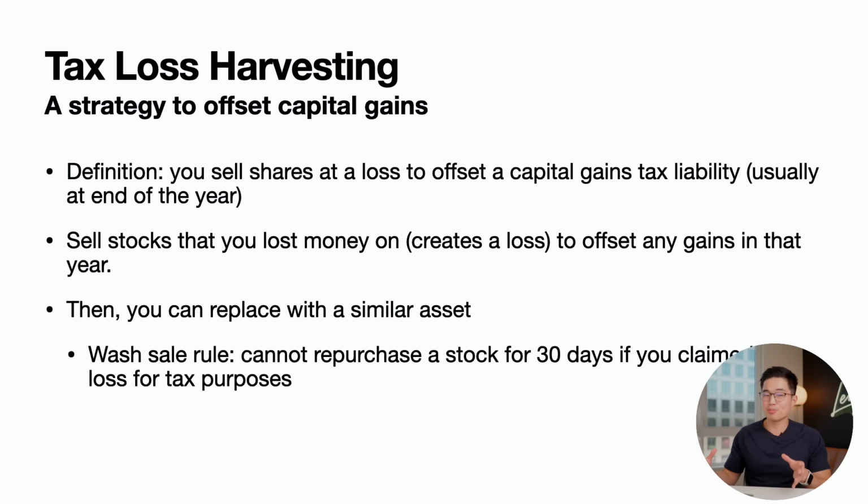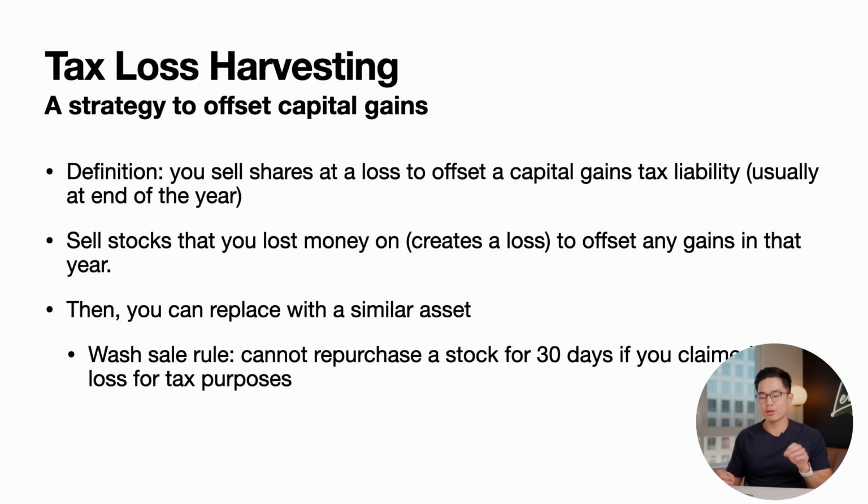So let's say you made a bunch of money selling your shares of a company that did really well for the year, right? You made a lot of money with that. What you could do is sell some stocks that you actually lost money on, create a loss, and then use that loss to offset any gains in that year. Then after selling for a loss, you can actually replace them with a similar asset.